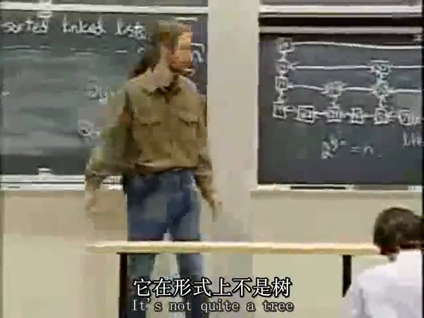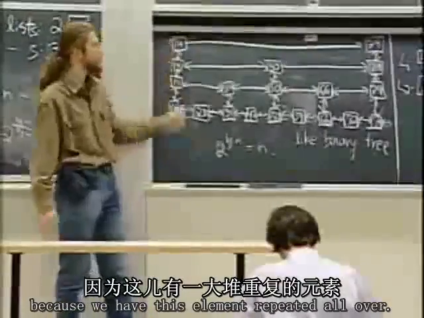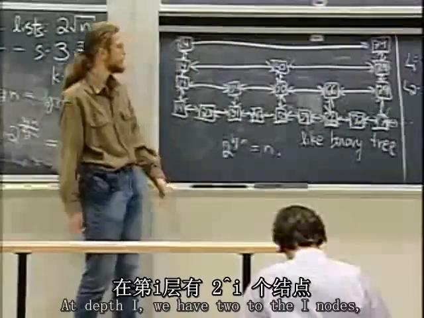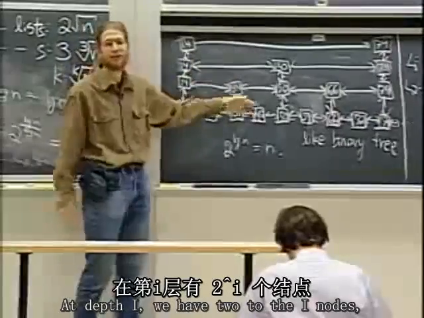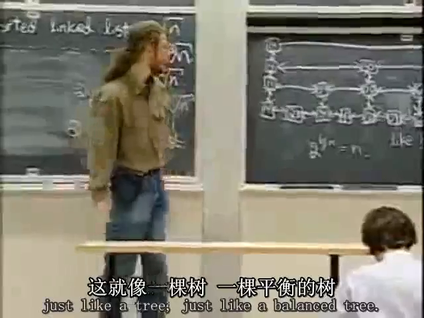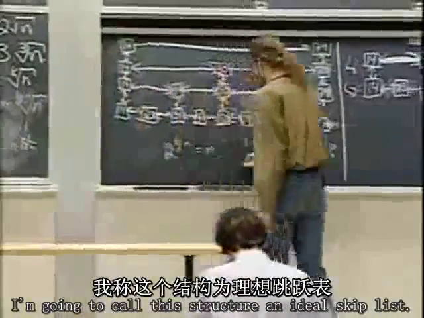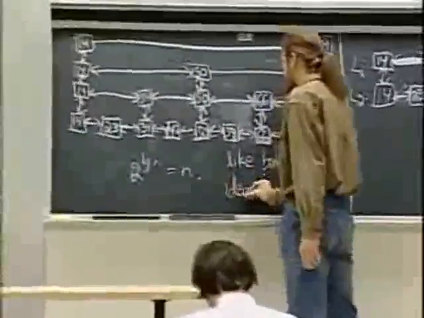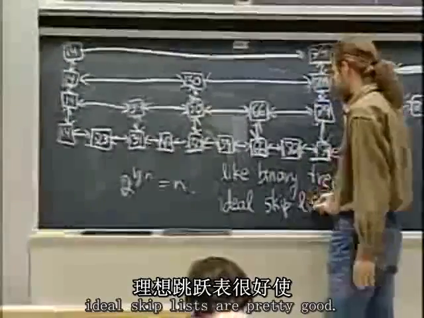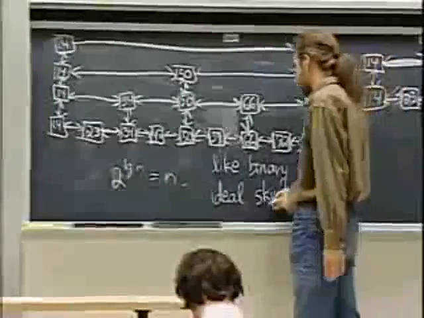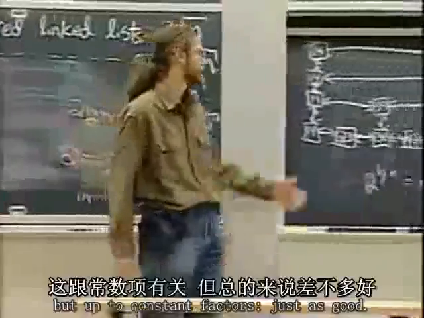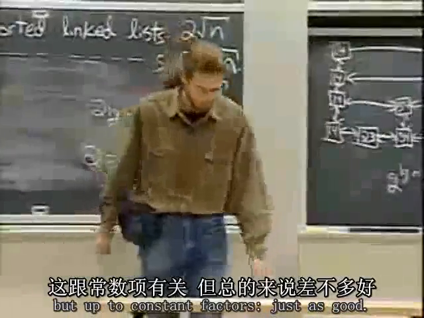I mean, it's not quite a tree because we have this element repeated all over. But more or less, this is a binary tree. At depth i, we have 2 to the i nodes, just like a balanced tree. I'm going to call this structure an ideal skip list. And if all we're doing are searches, ideal skip lists are pretty good. Maybe in practice not quite as good as a binary search tree, but up to constant factors, just as good.